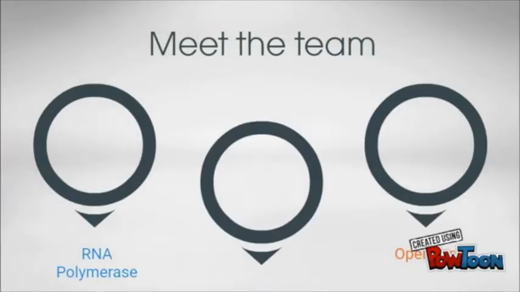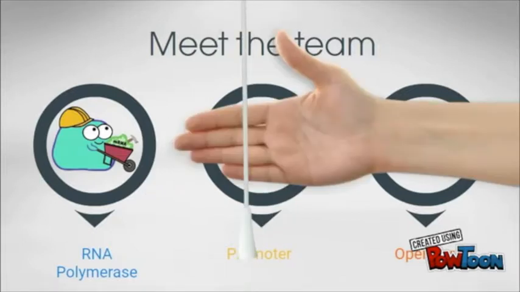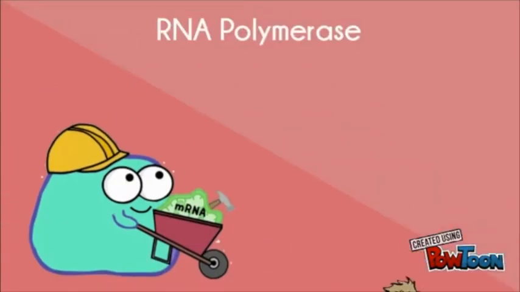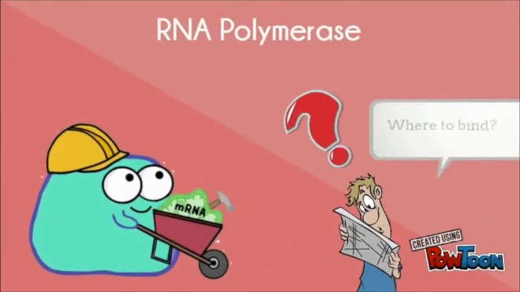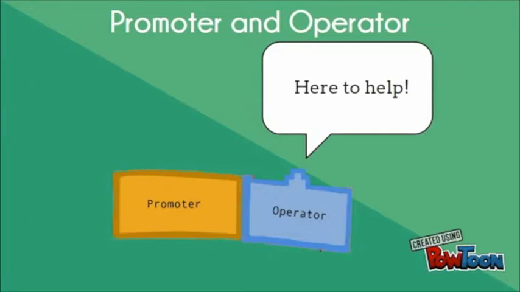Now, let's meet the key players of gene regulation. That is RNA polymerase, promoter and operator. First is the RNA polymerase. It is a builder enzyme. The RNA polymerase is needed to start the transcription. The thing about RNA polymerase though is that transcription gets a little confusing for RNA polymerase without somewhere to bind. For this reason, RNA polymerase needs a promoter. A promoter is a sequence of DNA where RNA polymerase can bind.